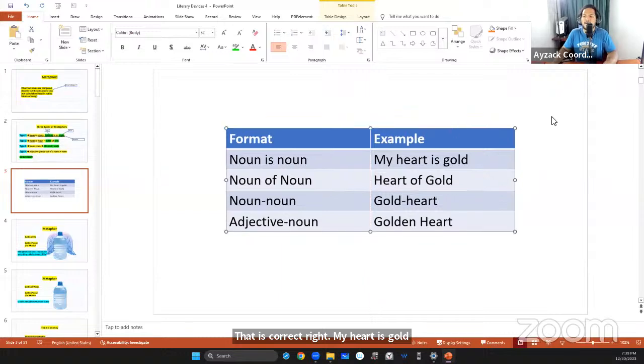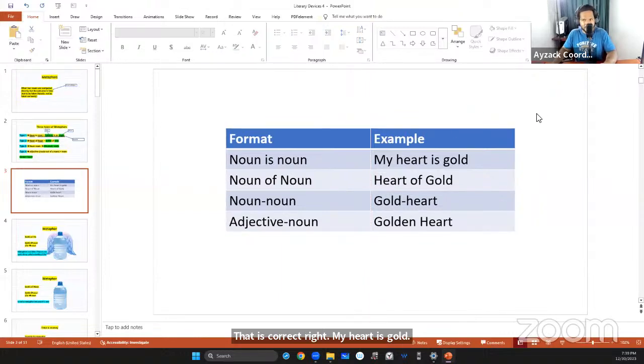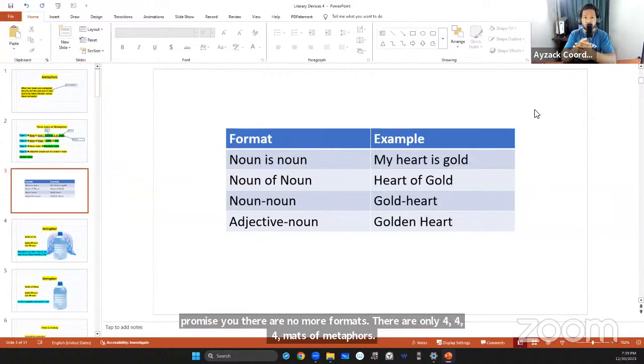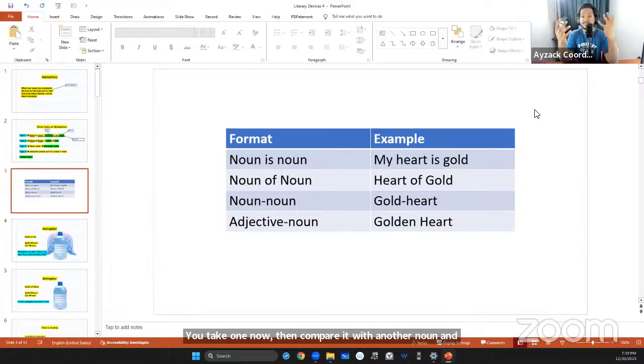It is the same metaphor written and rewritten according to the 4 formats. I promise you, there are no more formats. There are only 4 formats of metaphors. You take one noun and compare it with another noun, and for that you use a lot of methods. There are 4 main methods that you guys use to create metaphors.